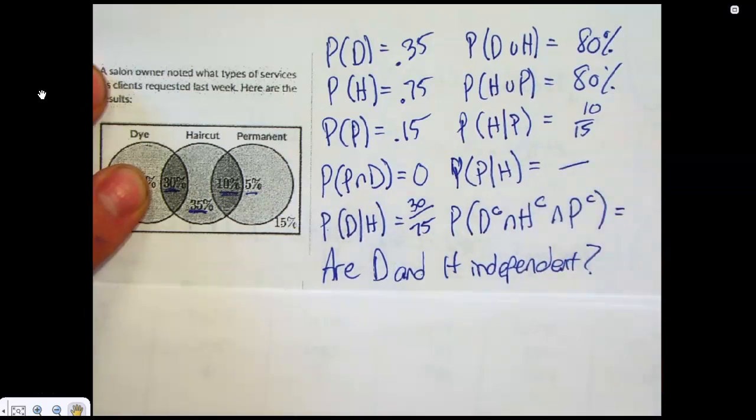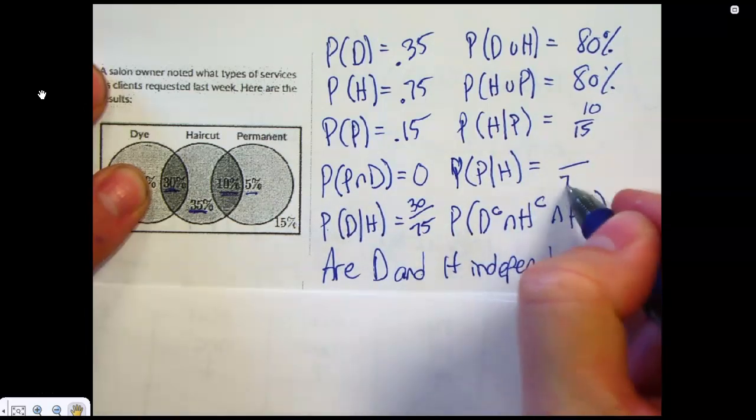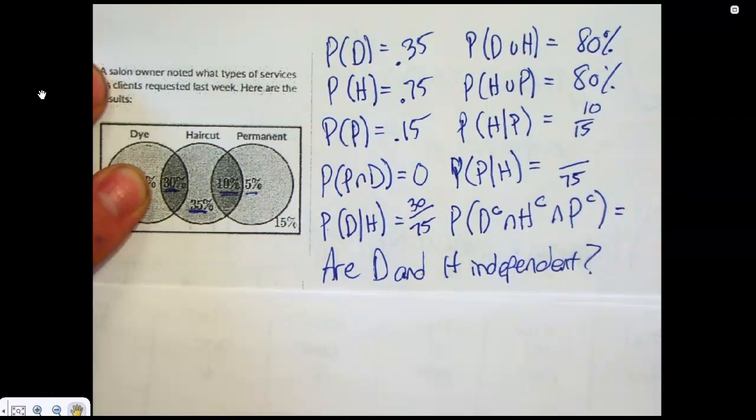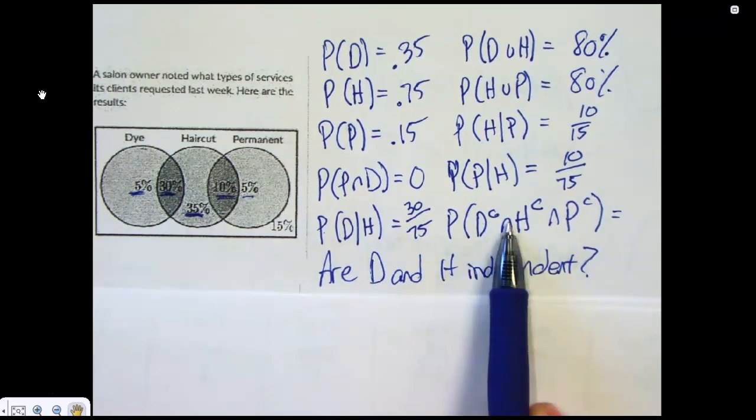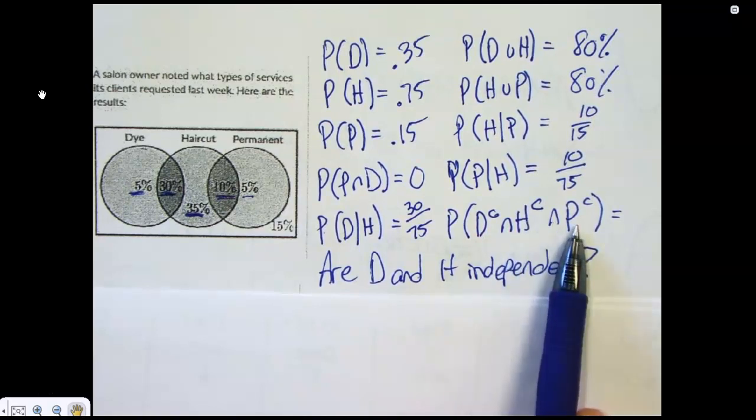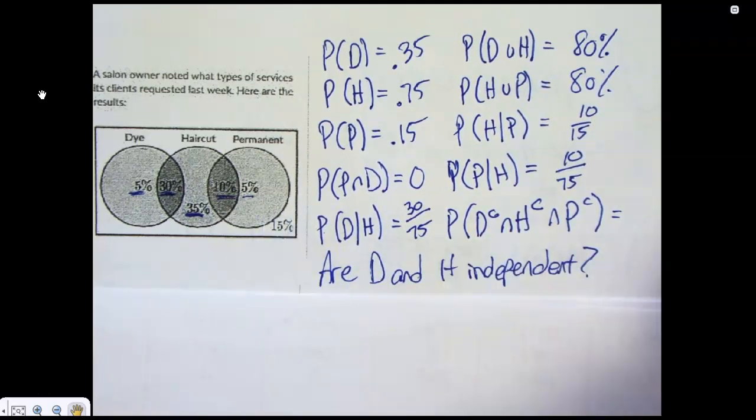Permanent given haircut. I know I'm in the haircut circle. How big is the haircut circle? 75. In that haircut circle, how much of it is taken up by permanent? 10. You can divide that out. This means I didn't get a dye, a haircut, or a permanent, so that's this little number on the outside.